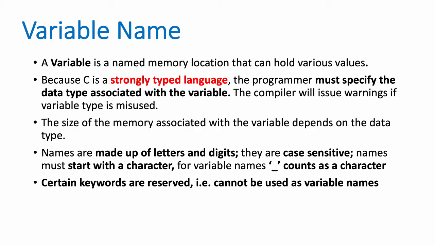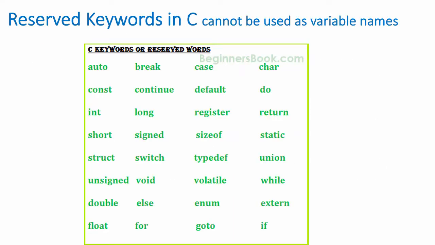The variable names are made up of characters and digits. They are case sensitive, and the names must start with a character. An underscore counts as a character. You cannot start names with digits or funky characters. And also there are certain keywords that are reserved and they cannot be used as variable names. For completeness, I'm just showing those keywords that you cannot use as variable names.